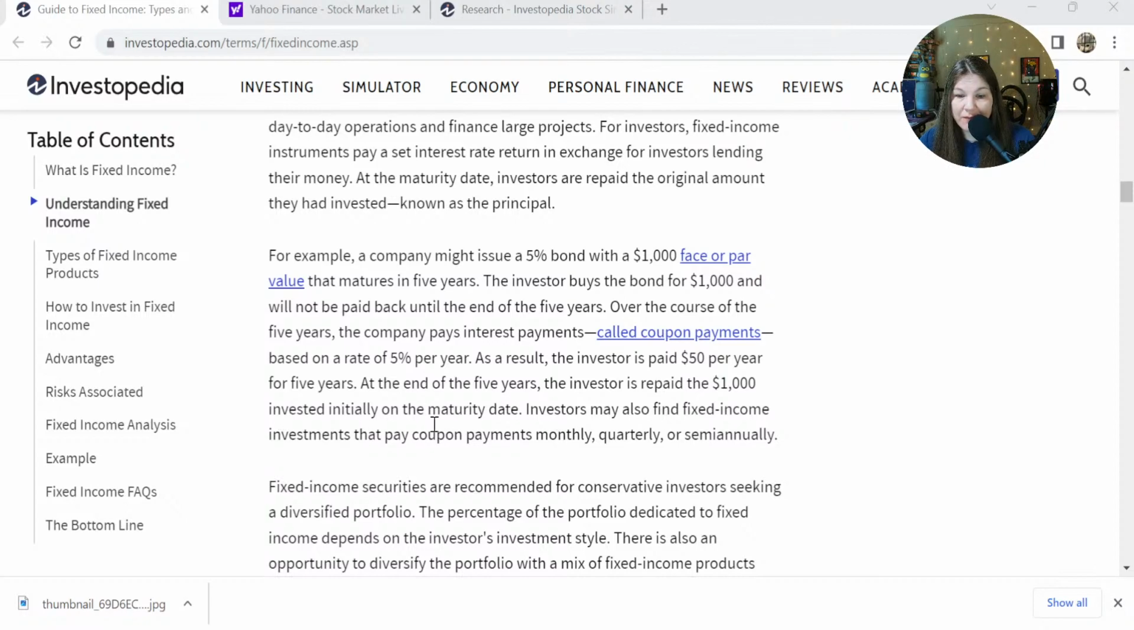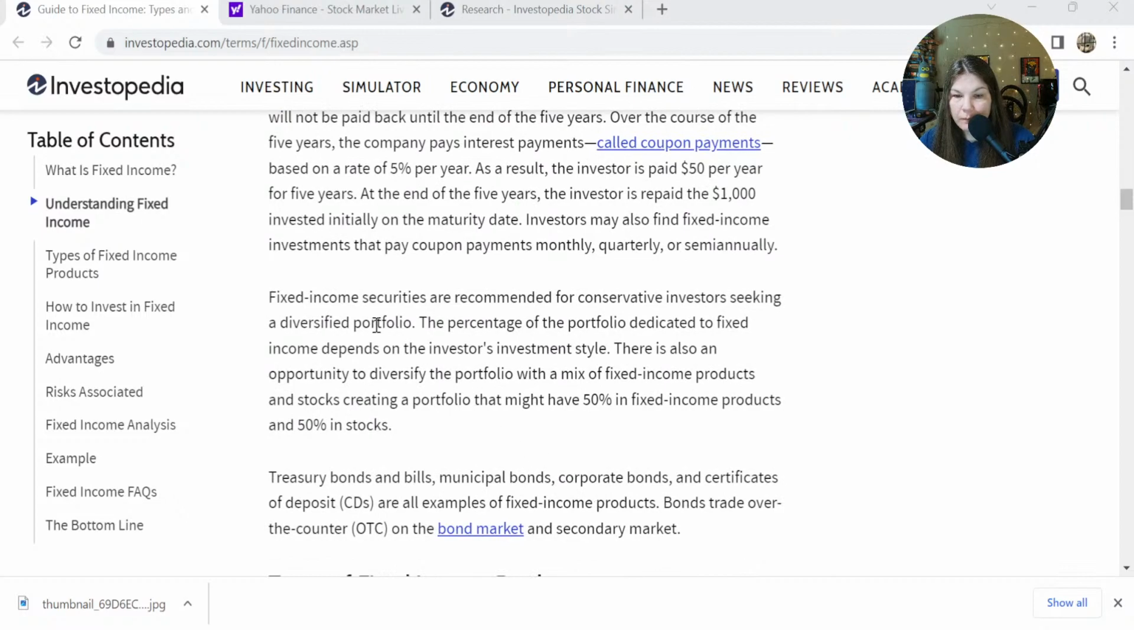Investors may also find fixed income investments that pay coupon payments monthly, quarterly, or semi-annually. Fixed income securities are recommended for conservative investors seeking a diversified portfolio. The percentage of the portfolio dedicated to fixed income depends on the investor's investment style.